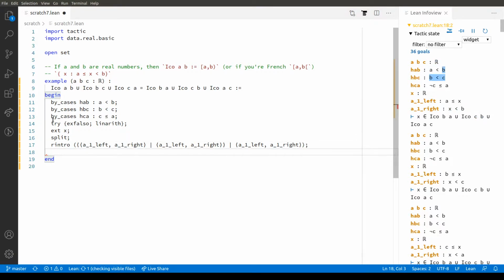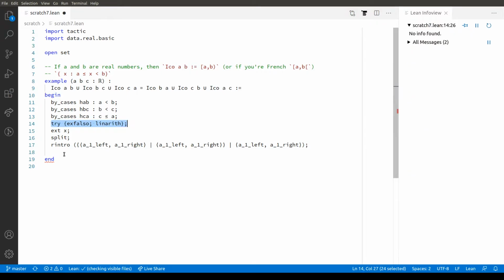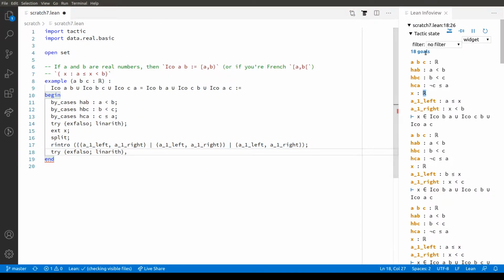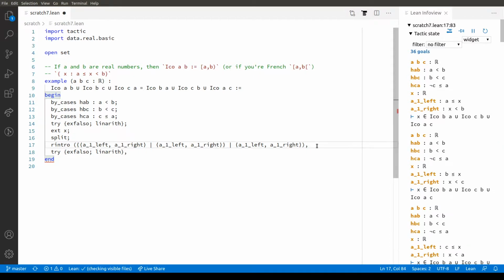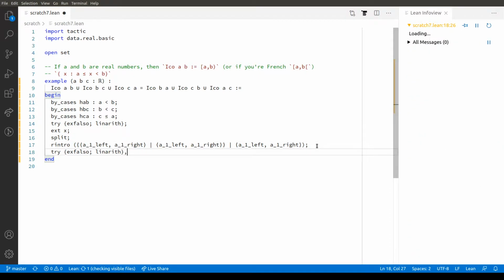So let's try this again, because linarith might kill some of them. Actually, I'm not entirely sure it will. Let's see if it does. Yeah, taking it down to 18. We did have 36 goals, and that's taken it down to 18. And so now let's have a look at one of these goals.